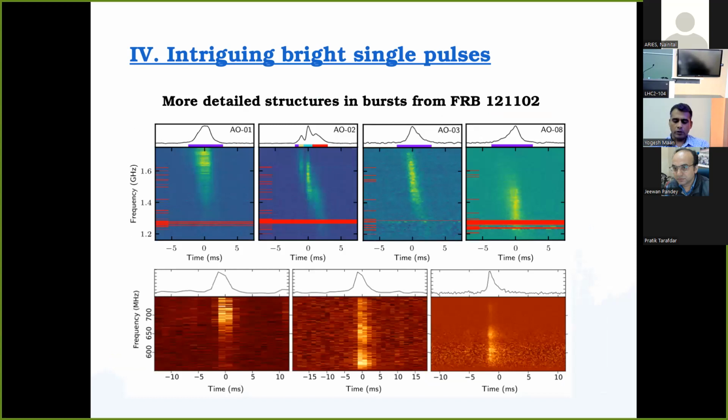One is giant pulses from the Crab pulsar, but at very, very high frequencies, several tens of gigahertz. And the other is the emission from several repeating fast radio bursts. The repeating fast radio bursts also show patchy emission, but they also show much more detailed structures. So although there is some sort of analogy, there is not really a one-to-one correspondence.